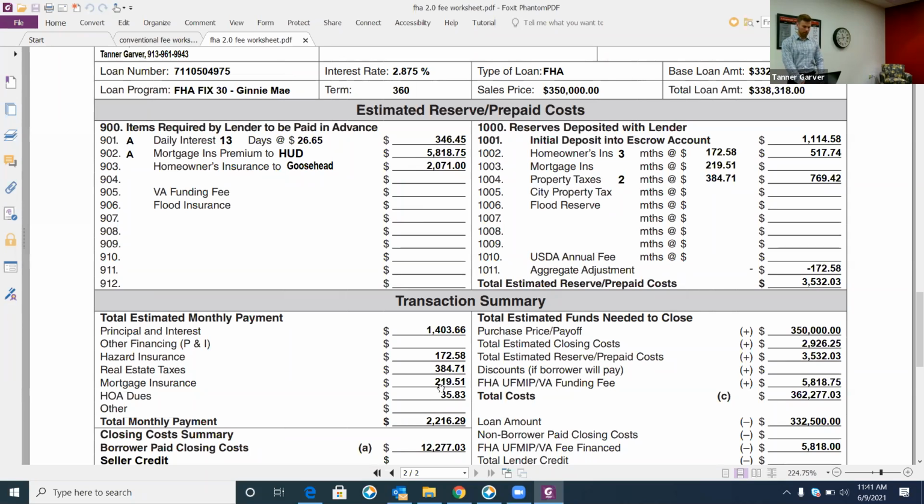When you buy a conventional loan, that mortgage insurance also falls off when you hit 80% loan to value, or 20% down. Your mortgage insurance, the PMI, is gone forever. FHA, it stays on forever. And so you have this $5,800 at closing, this $219 a month, and it never ever goes away, where conventional will go away. So you try to steer away from FHA because of this mortgage insurance premium. Does that make sense?